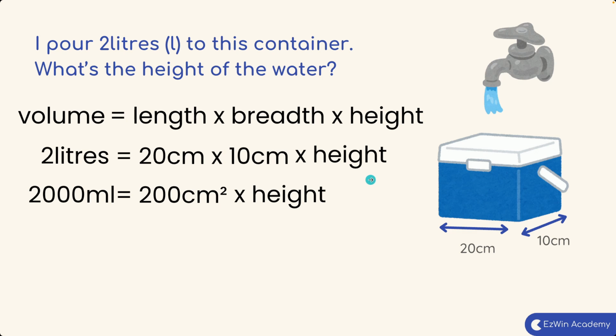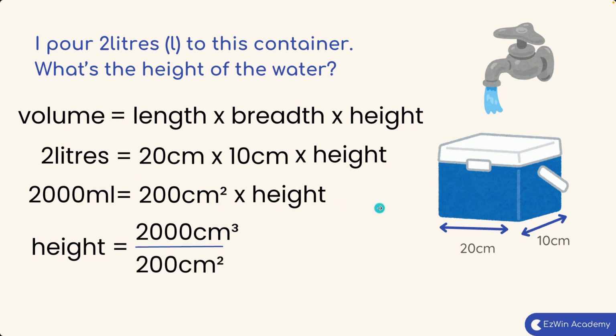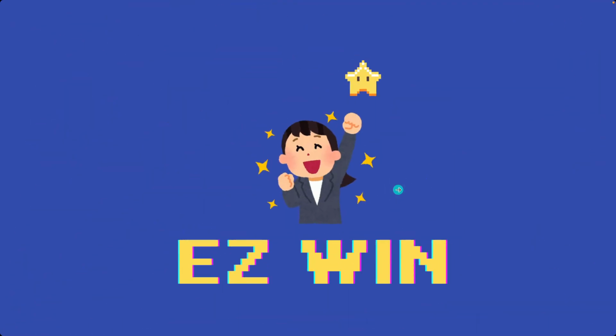So we can actually calculate the height since we have these two values. So how do we do that? Well, you have height equal to 2000 centimeter cube, which is also the same as 2000 milliliters, divided by 200 centimeter square. Since we divide the volume by the area, we are able to get the height. Then we can just cancel out the two zeros since it is just a simple division. Then we have 20 divided by 2, and this gives us 10 centimeters. So the height of the water that's poured in this container is 10 centimeters. And that is an easy win.